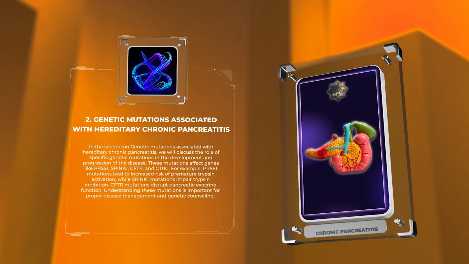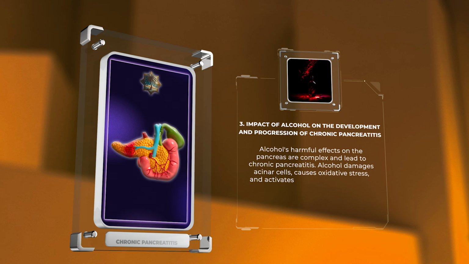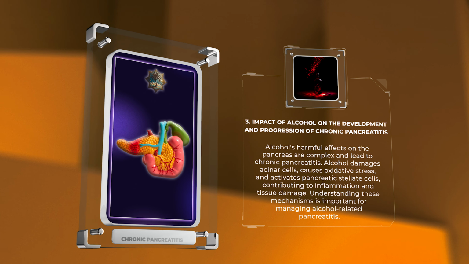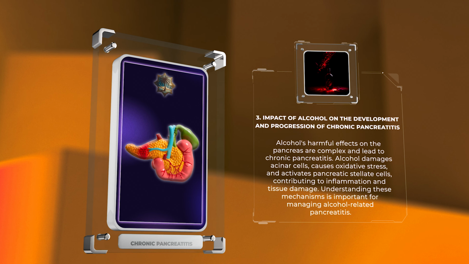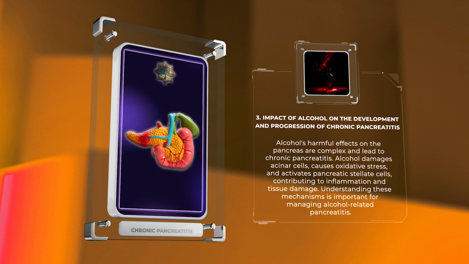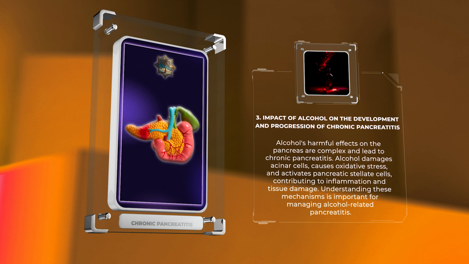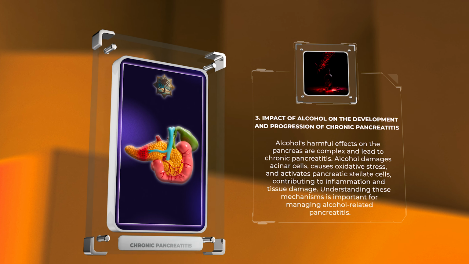Alcohol's harmful effects on the pancreas are complex and lead to chronic pancreatitis. Alcohol damages acinar cells, causes oxidative stress, and activates pancreatic stellate cells, contributing to inflammation and tissue damage. Understanding these mechanisms is important for managing alcohol-related pancreatitis.